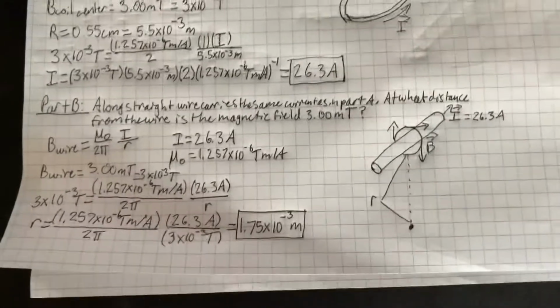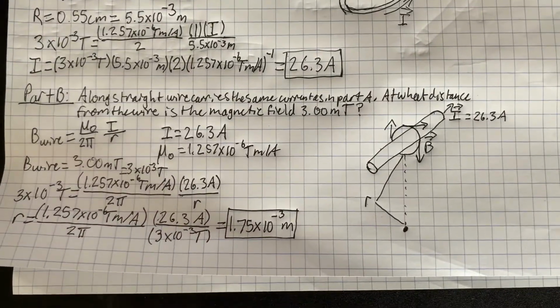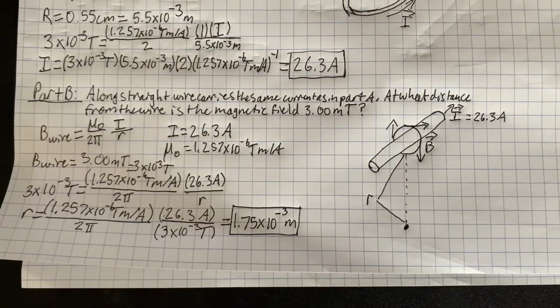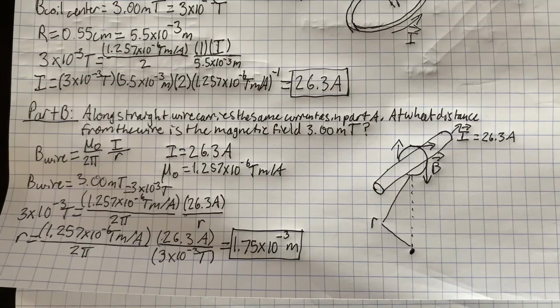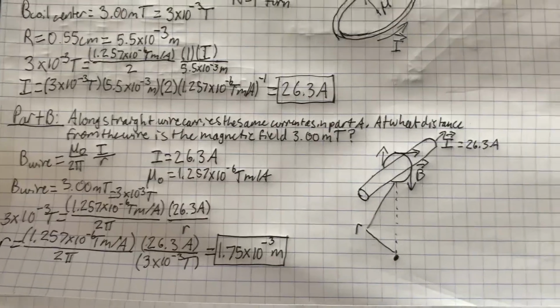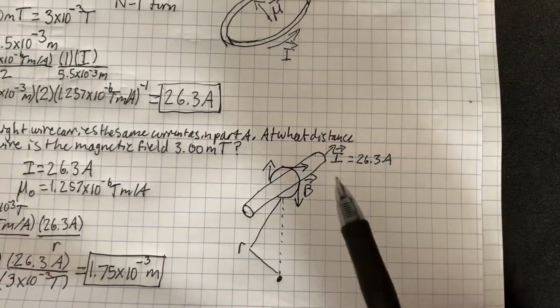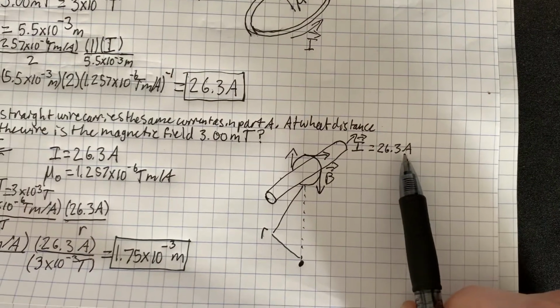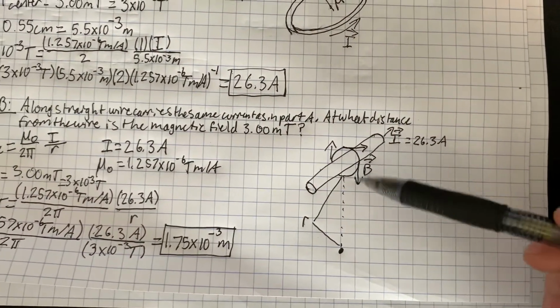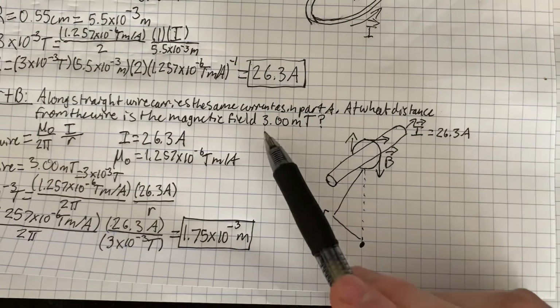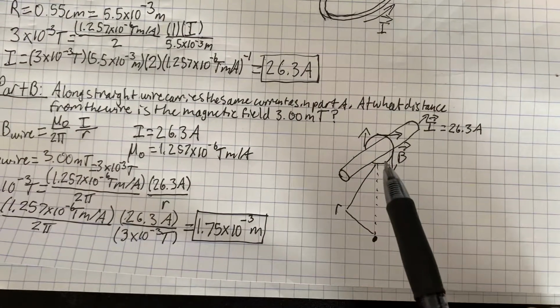And then for part B, it asks, a long straight wire carries the same current as in part A, 26.3 amps. At what distance from the wire is the magnetic field 3 milliteslas? So here we have our figure right here. We know our current is 26.3 amps. We want to find this distance, and we know that the magnetic field is supposed to be 3 milliteslas.